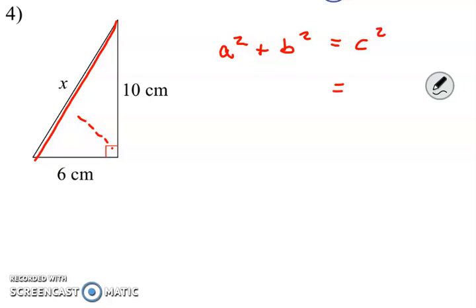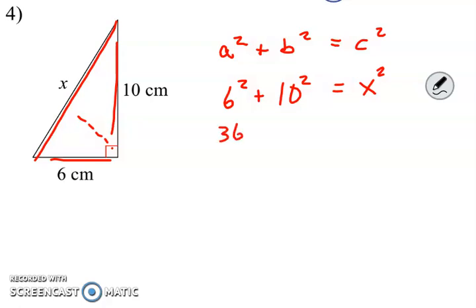If you want to continue to call it c squared, that's fine, or if you want to plug in the x from the diagram and call it x squared, that's fine too. The other two sides are 6 and 10, and it doesn't matter which order you put them in. I'll put 6 first, square it, 10 second, and square it. And now we're just solving for x.